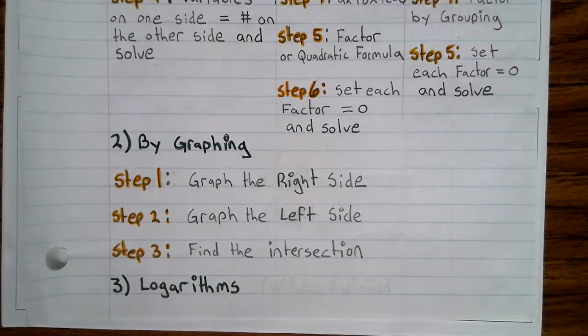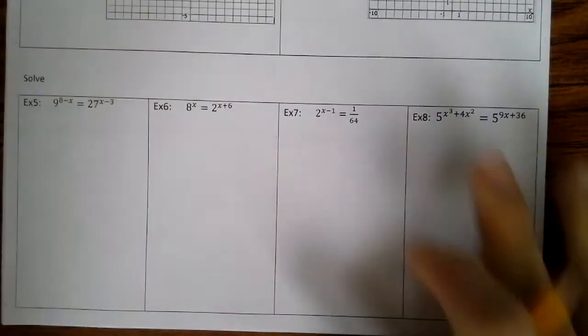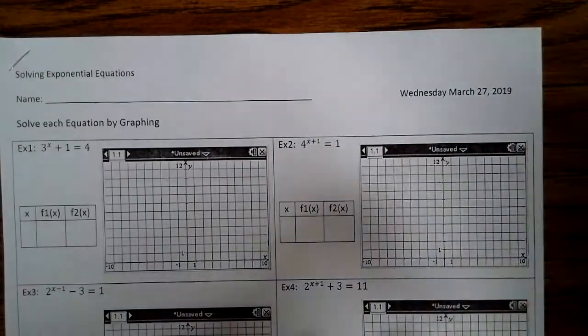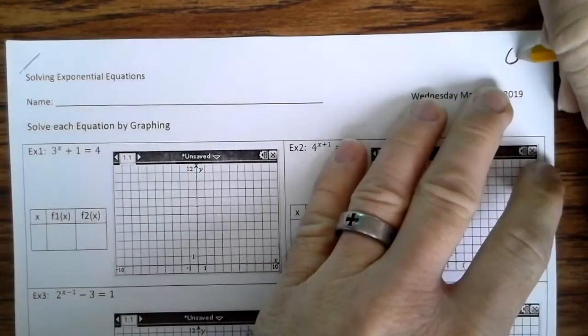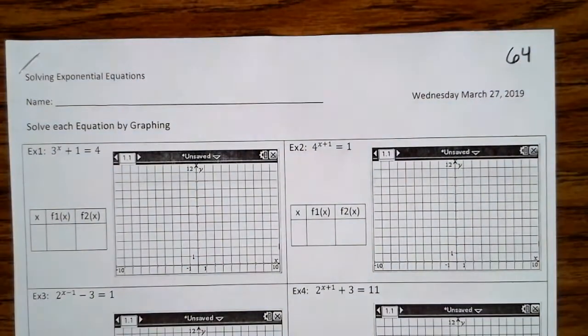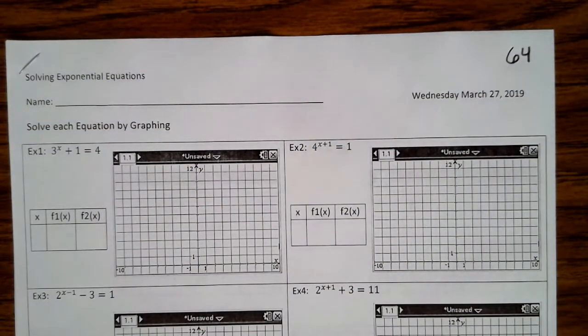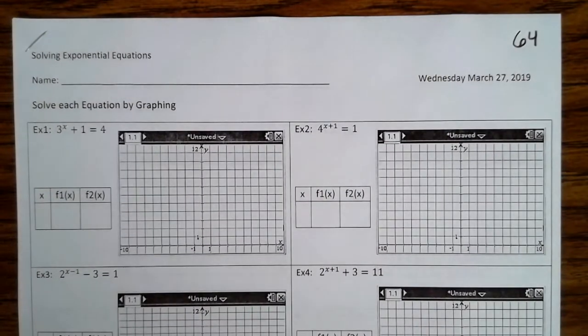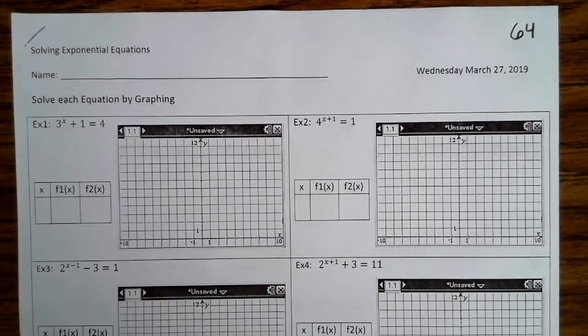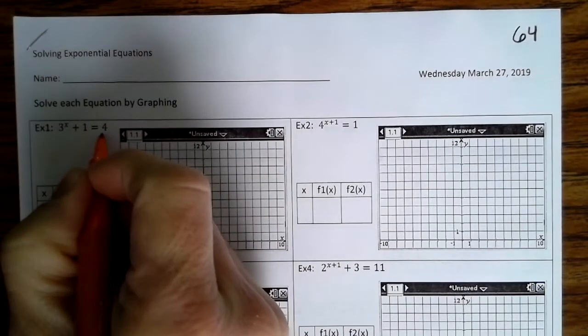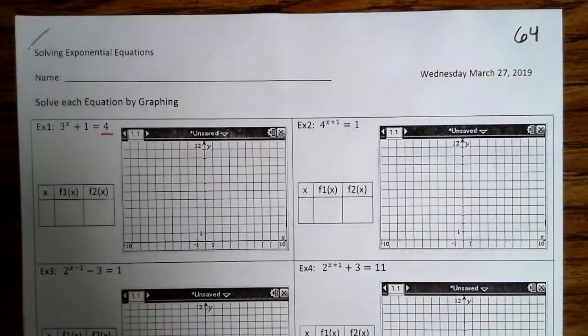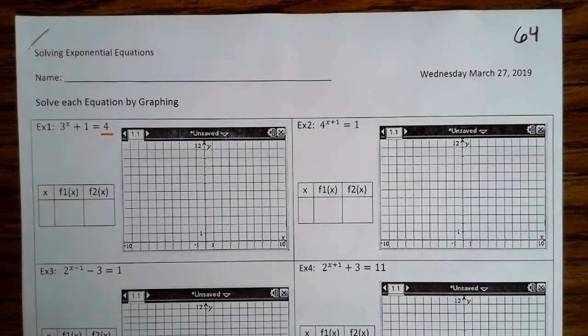All right, if you would, update your notes. Now your notes are updated. Let's take a look at our examples, which are on page 64. All right, now solve each equation by graphing. Okay, so step 1 would be graph the right side. So I'm going to do this in color. I'm going to graph the right side in orange and the left side in green.